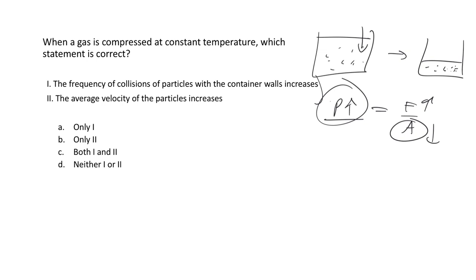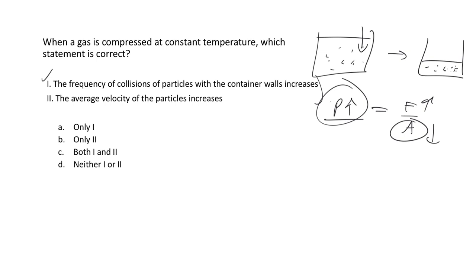And so statement 1 seems like it's a true statement. What about statement 2? The average velocity of the particles increases. So when I compress a gas, momentarily when I push the particles out of the way, they might for a moment of time move faster just to get out of each other's way. But once they settle, the average goes back to what it was before.